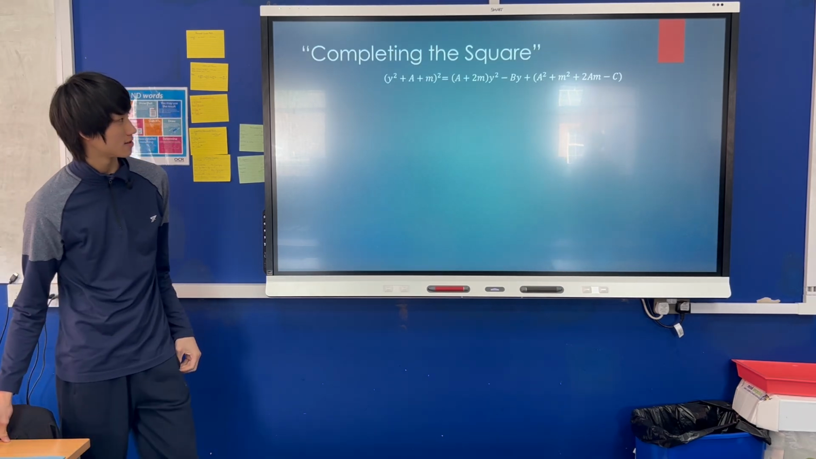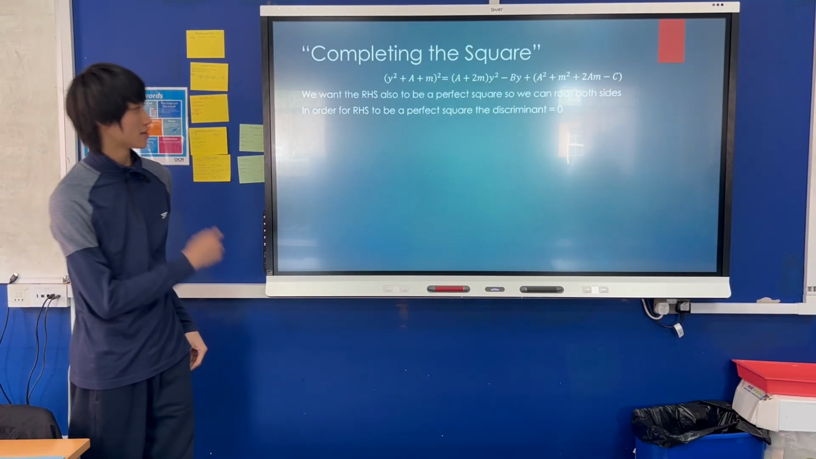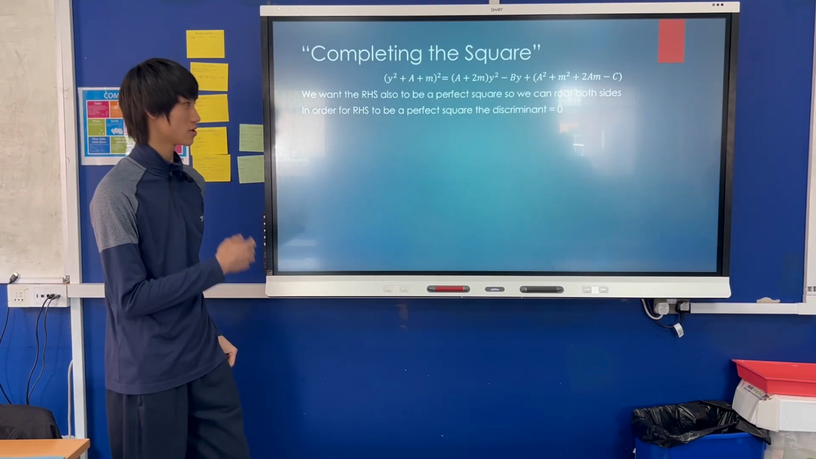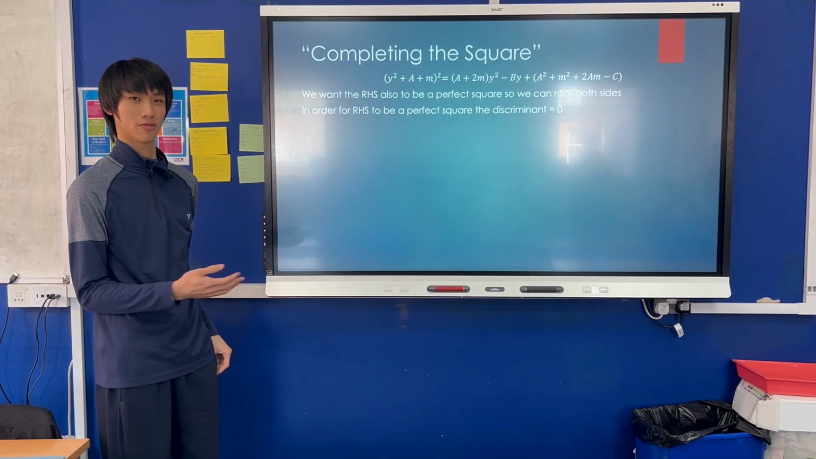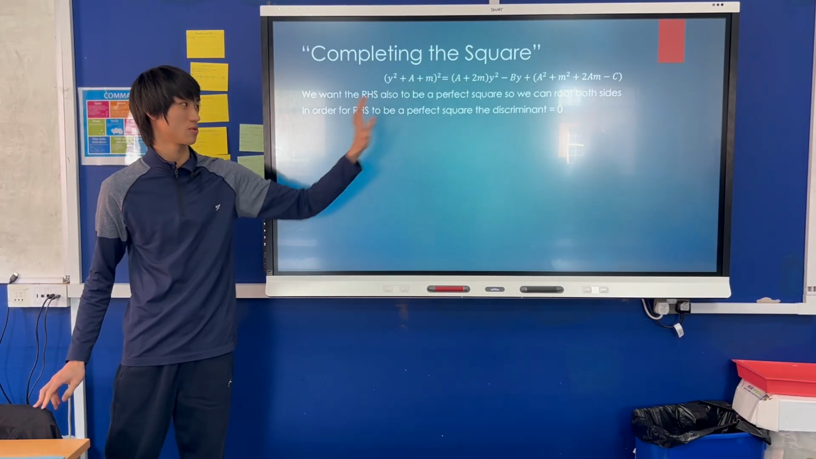And we're going to get this. So firstly, to complete a square, we want the discriminant to be 0. That's what it means to be completing the square. We want it to be a perfect square, so that discriminant has to be 0.